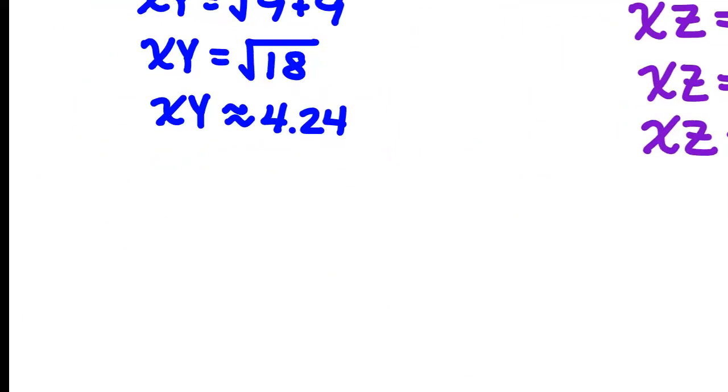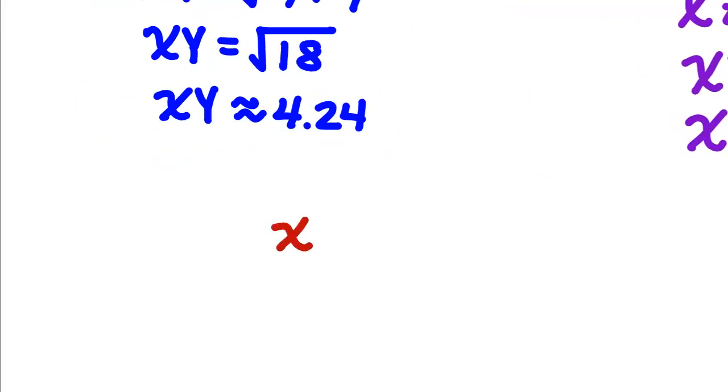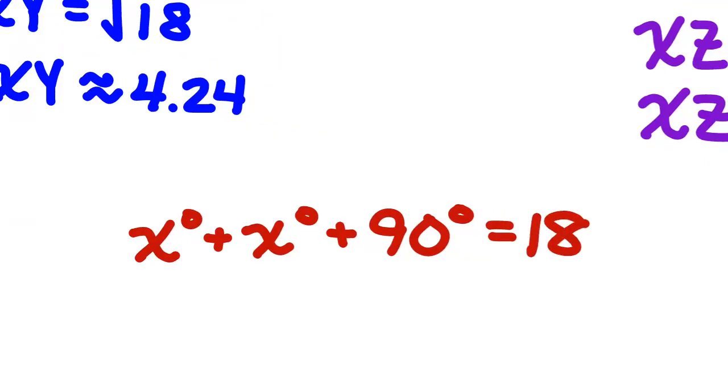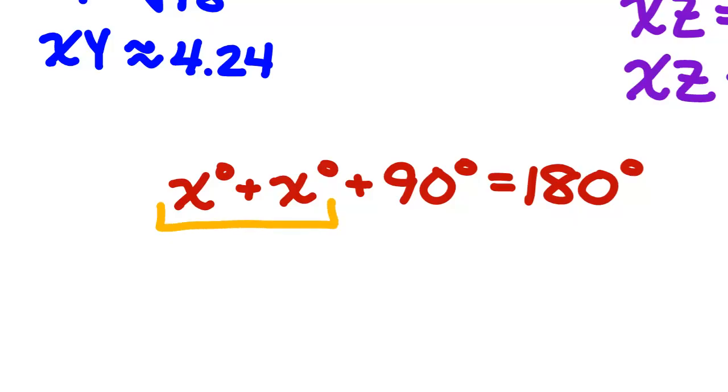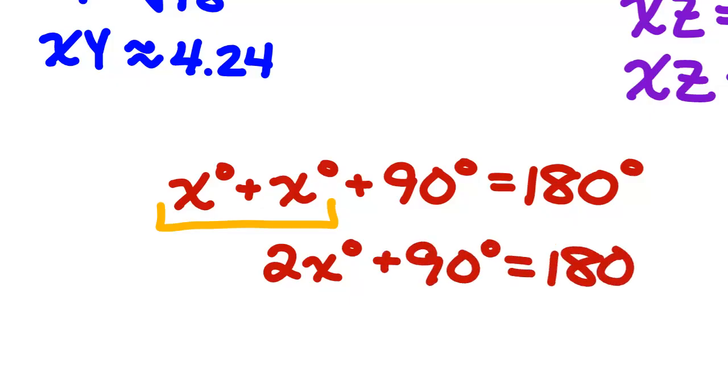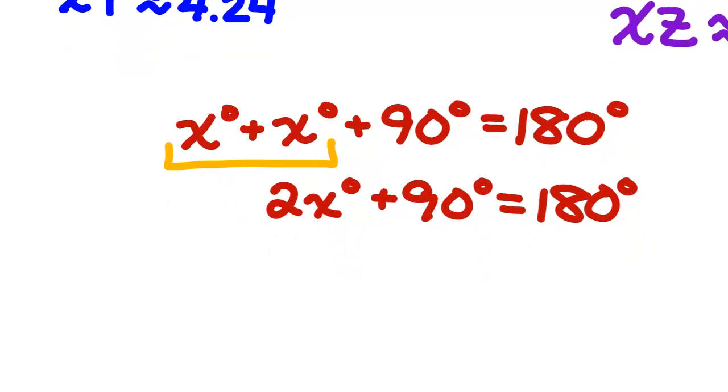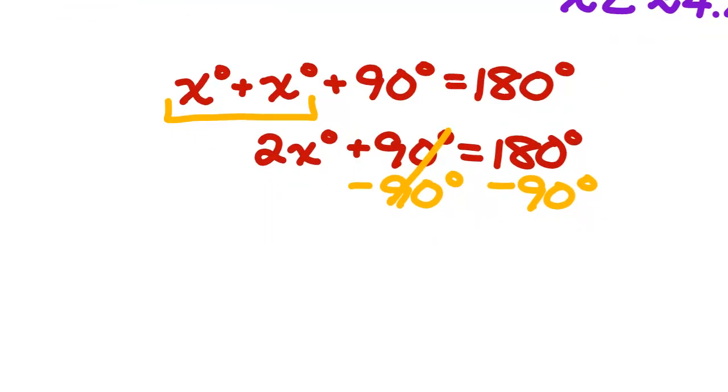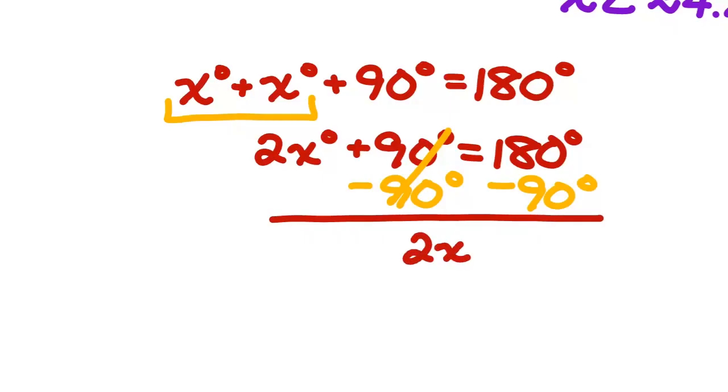Do we know how big either one of those is? No, so let's call them x. So I have x degrees plus x degrees plus that 90-degree angle over there at X equals 180 degrees. I'm going to combine my two like terms together. X plus x gives me 2x plus 90 equals 180. Then I'm going to subtract 90 from both sides. What is 180 minus 90? 90. So I have 2x equals 90 degrees.